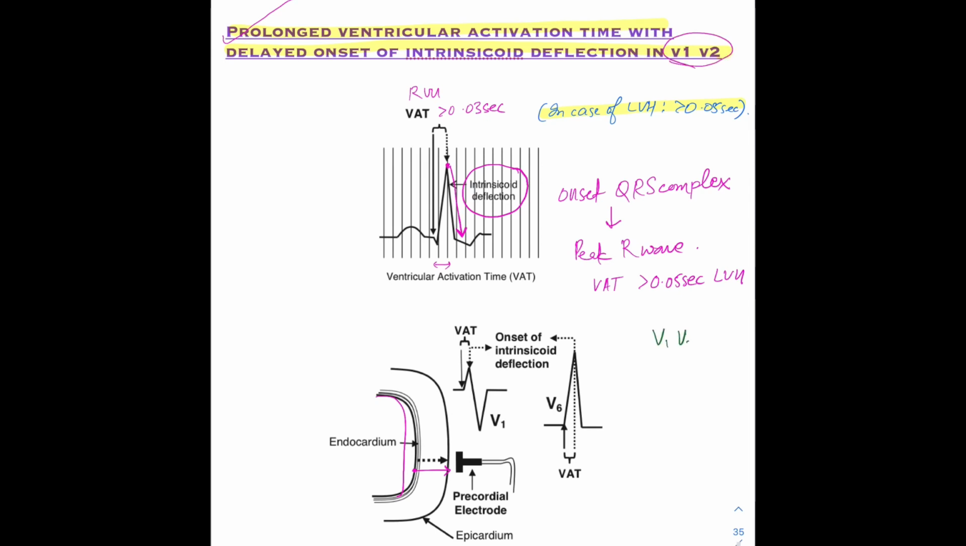Another point that I want to mention here is that V1, V2 are going to be the best leads for measuring the intrinsicoid deflection and the VAT in case of the right ventricle, because they are closest to the right ventricle. In case of the left ventricle, the leads V5 and V6 will be best to record the changes in the ventricular activation time, because V5, V6 are closest to the left ventricle.